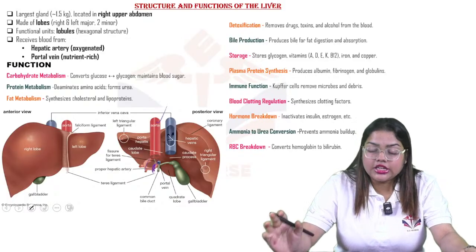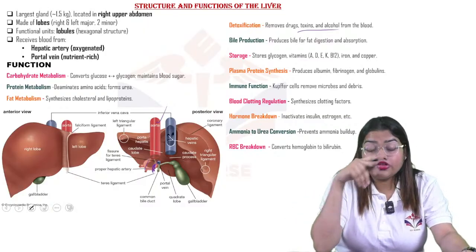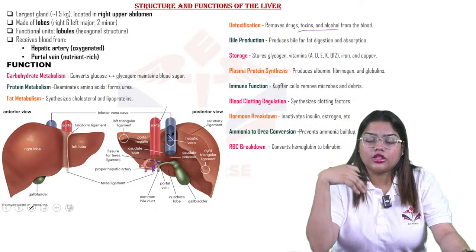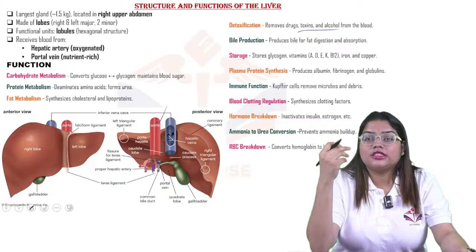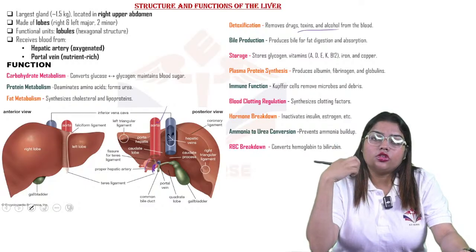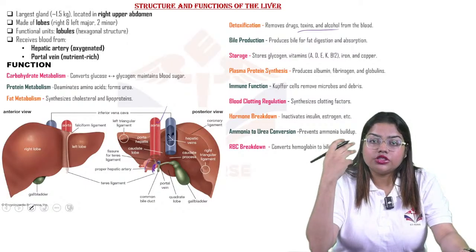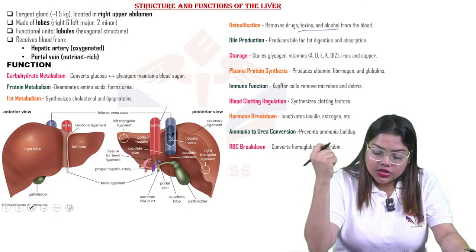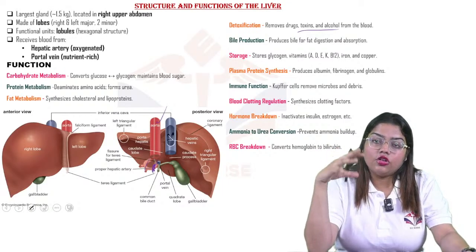Then detoxification, it removes the drugs, toxins and alcohol from the blood. So if you have heard, for the person who drinks too much alcohol, or consumes an excessive amount of alcohol, the first thing that will be damaged is their liver. And for some people, liver cirrhosis or liver jaundice is caused because of excessive alcohol consumption. So the main function is to remove the drugs, toxins and alcohol from the blood.